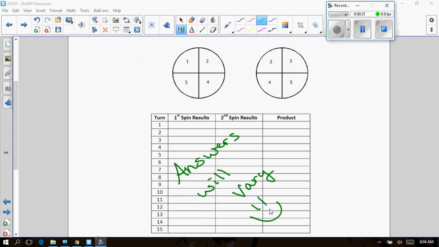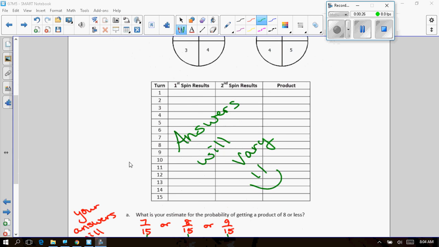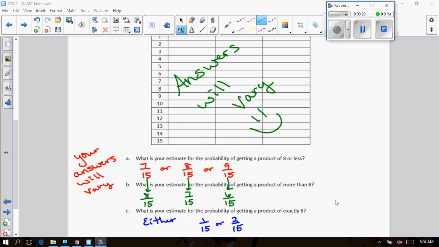So everybody's answers are going to vary because, of course, you all had different spinners. However, our answers down here are going to all be similar. Now again, the answers are going to vary. Some of you for part A said the answer was 7 out of 15. Others of you said it was 8 out of 15, or another group of you, it may have been about 9 out of 15. If you had something drastically different from those, I'm going to be concerned. Most of you should have had answers in that area.